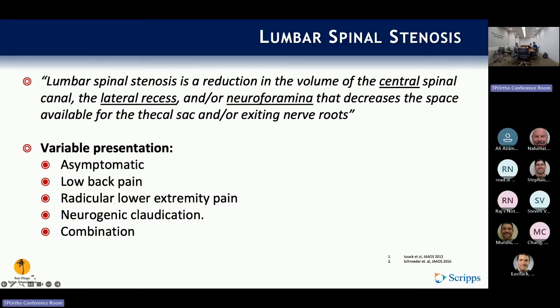So we'll start with some definitions. Lumbar spinal stenosis is a reduction in the volume of the central spinal canal, the lateral recess, or the neuroforamina that decreases the space available for the thecal sac and/or the exiting nerve roots. And these have variable presentations in terms of their overall gestalt when they come to your patient clinic. Some may be asymptomatic, some may have low back pain, others have a component of radicular pain, neurogenic claudication, or a combination of those, which we'll dive into deeper later on.